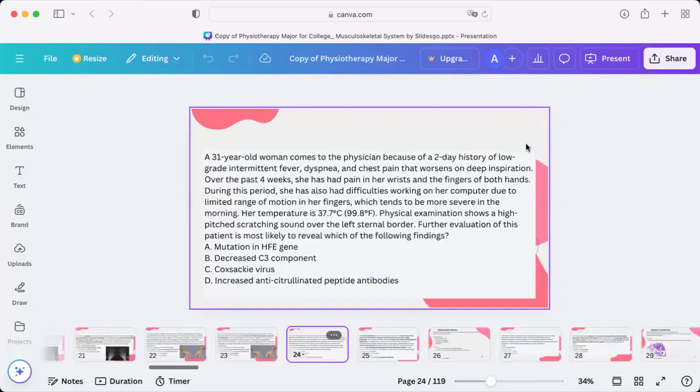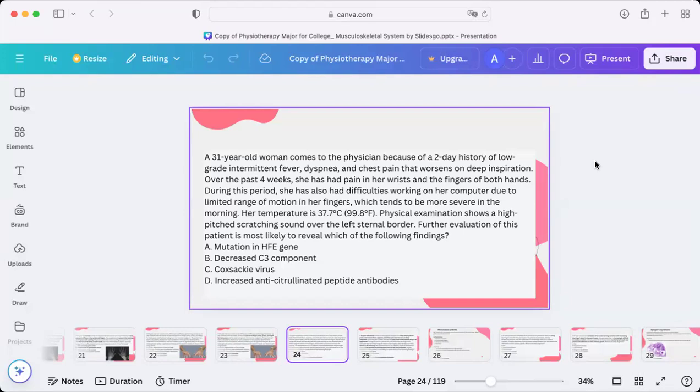We have one more question over here. We have a 31-year-old woman coming to the physician for a 2-day history of low-grade intermittent fever, dyspnea, and chest pain that worsens with deep inspiration. Over the past 4 weeks, she had pain in her wrists and fingers of both hands. During this period, she also had difficulties working on her computer due to limited range of motion in her fingers, which tends to be more severe in the morning. Her temperature is 37.7. Physical examination shows a high-pitched scratching over the left sternal border. Further examination would reveal what? Is it a mutation in the HFE gene, decreased C3 component, Coxsackie virus, or increased anti-citrullinated peptide antibodies?